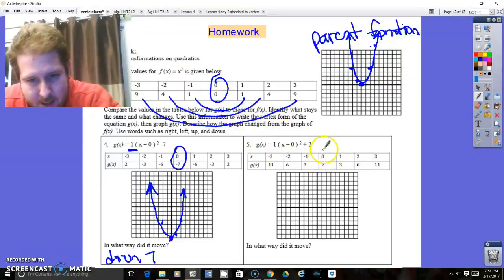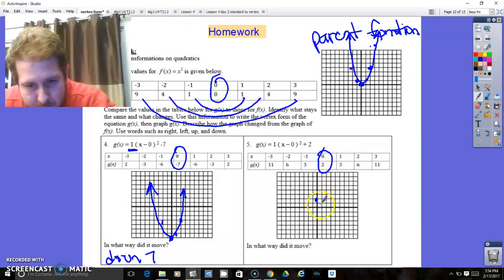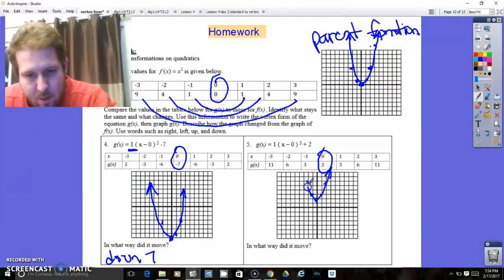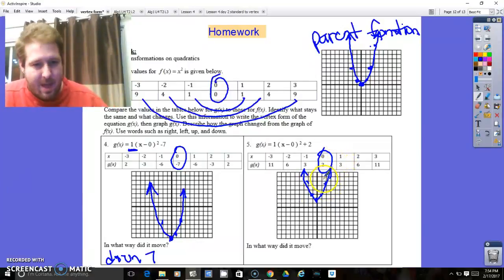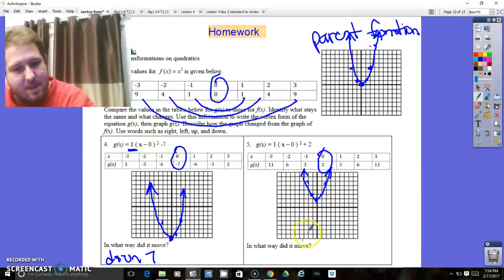All right, and last but not least, (0, 2) would be up there. (1, 3) would be there. Okay, so it looks like a is 1 again. (2, 6): 1, 2, 3, 4, 5, 6 would be right there. Okay, so the only thing that has changed here, it's still left or right, nothing. It still has an a of 1, but the only difference this time is that it's moved up 2.